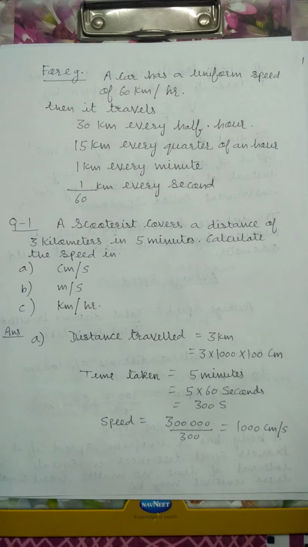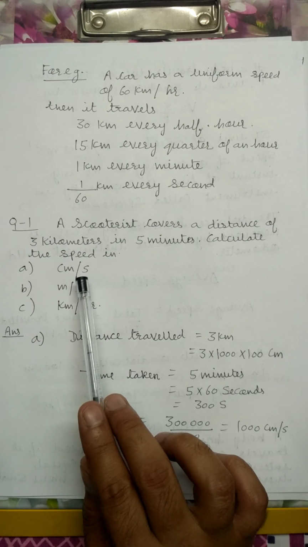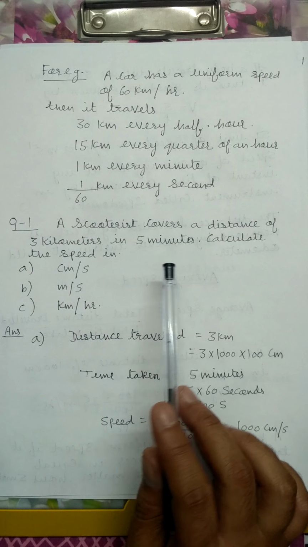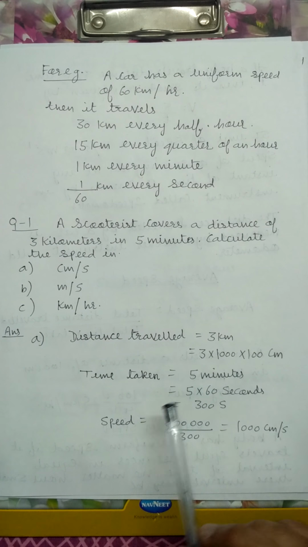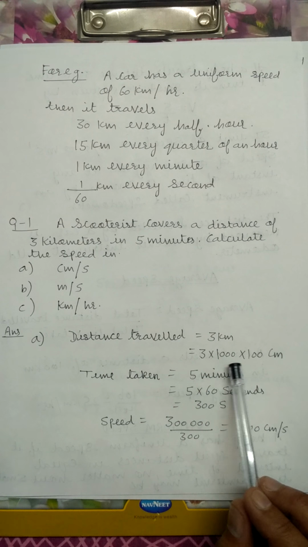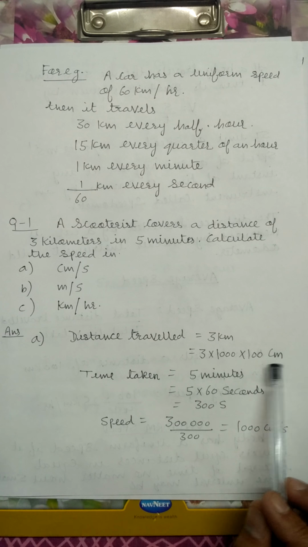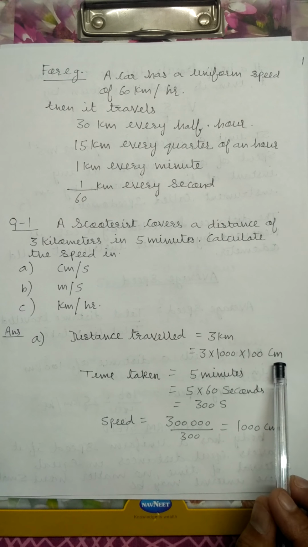Now here is an example. A scooterist covers a distance of 3 kilometers in 5 minutes. Calculate speed first in centimeter per second, B in meters per second, C in kilometers per hour. Now distance is given to us in kilometers and time in minutes. So if we want to calculate speed in centimeter per second, we have to convert kilometers into centimeters. So 3 kilometers is equal to 3 into 1000 meters, and again multiply by 100.